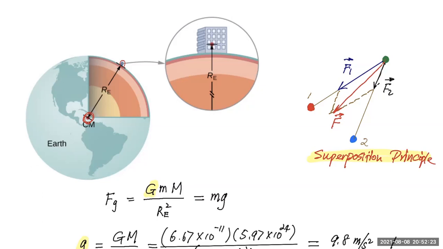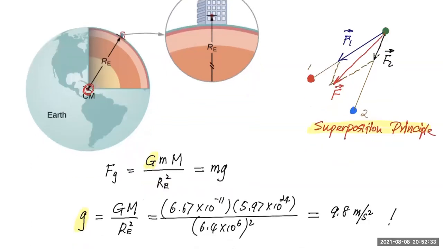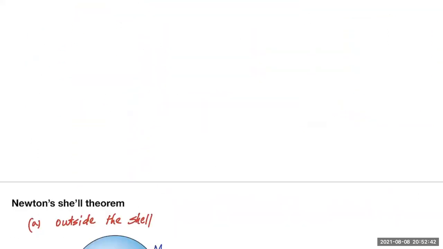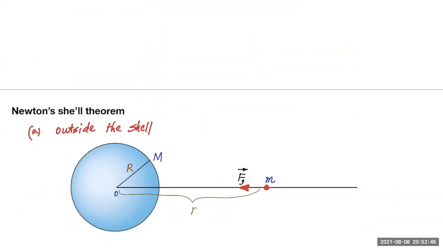But it doesn't answer our question, and that is, how can you replace the extended sphere, which is the Earth, as a point mass located at its center? Apparently, we're getting the correct answer, but why? Well, it turns out this actually has a reason, and that reason is called Newton's shell theorem. Actually, there is no S-H-E-L-L-S, it should be just shell. Let me cross that out.